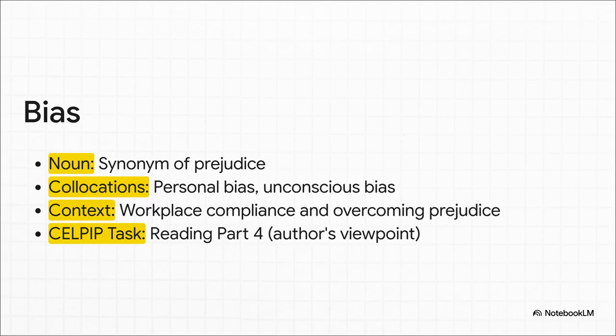A concept you absolutely must know is bias. Bias, 名词, 偏见, 成见. In Canadian workplaces, overcoming prejudice is a huge part of compliance training. But let me break the fourth wall for a second here and give you a massive test strategy. In reading Part 4, there is a very common trap question that explicitly asks, what is the author's bias? Understanding that everyone has some kind of personal bias or unconscious bias that makes them interpret information a certain way, that is the exact key to unlocking that specific question type.